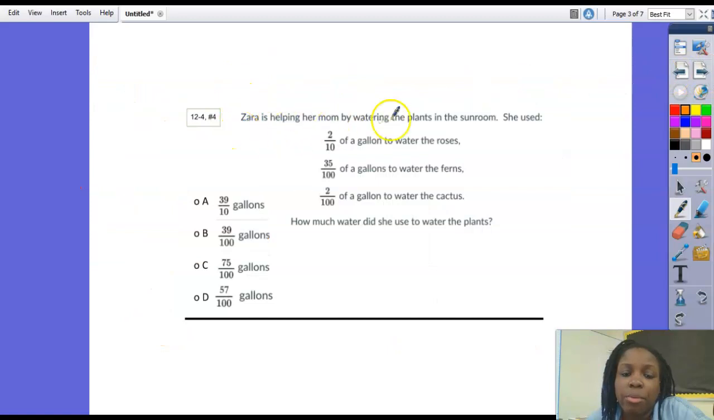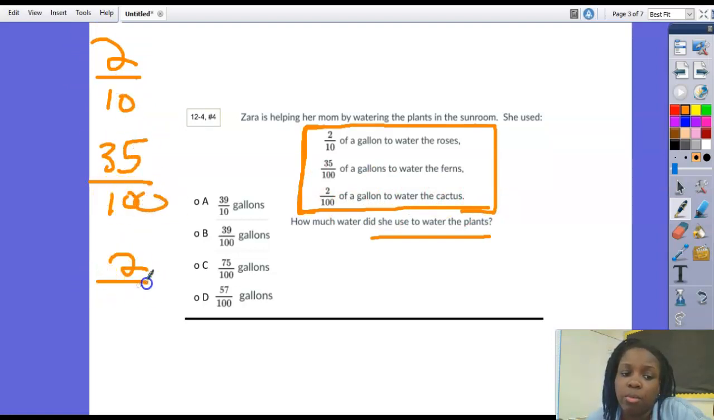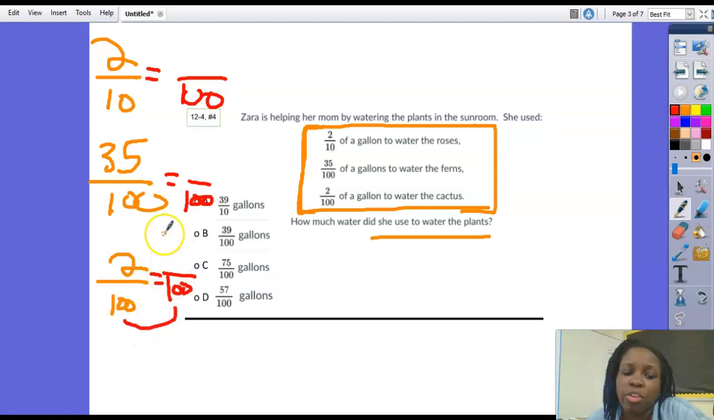All right, let's look at another one. It says Zara is helping her mom by watering the plants, right? She's using all of this amount of water to water her plants. So how much water did she use to water her plants? This is like chunking again. So what do I have to do with all of these? Good, add them up. So I'm adding up 2/10 plus 35/100 plus 2/100. We can do this, no problem, right? So I'm setting all my denominators to equal what? Great, 100. So they're all equal to 100.